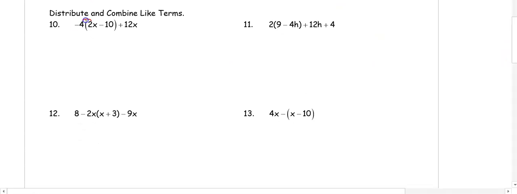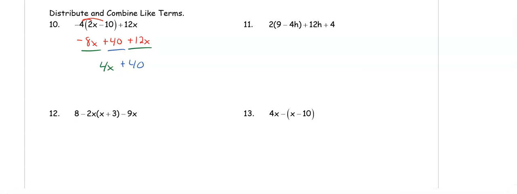So first I want to distribute the -4. -4 times 2x is -8x. -4 times -10 is plus 40. And then the plus 12x stays the same. When we combine our x terms, -8x plus 12x is 4x. And then the 40 is going to stay by itself, so plus 40.